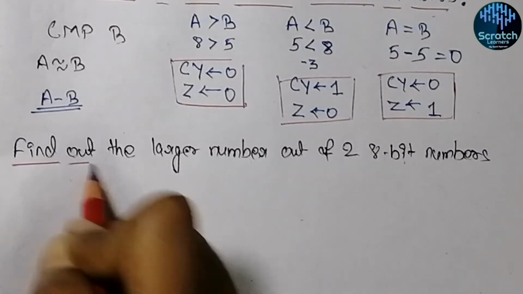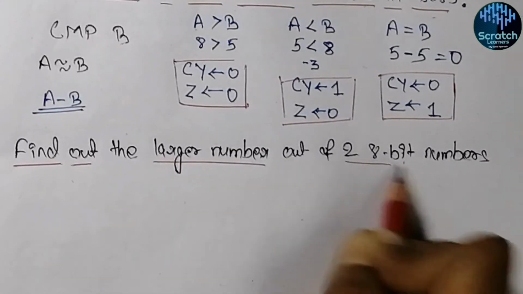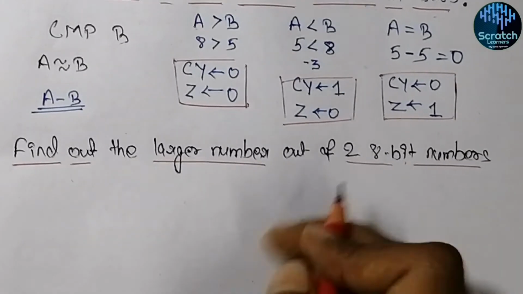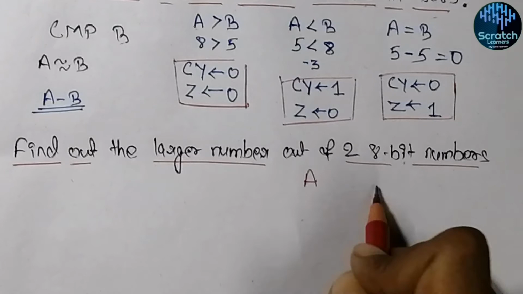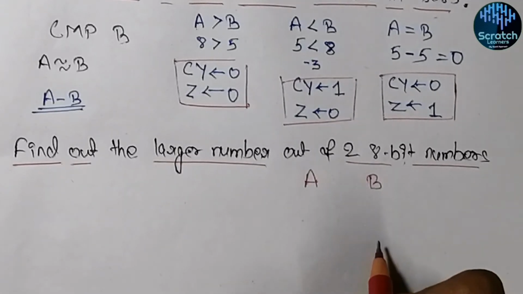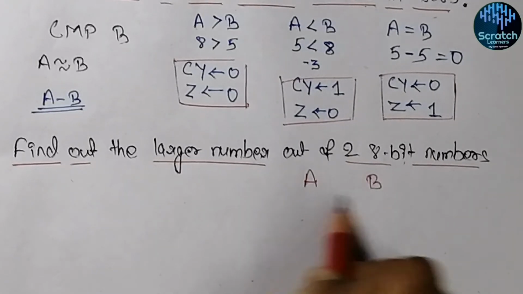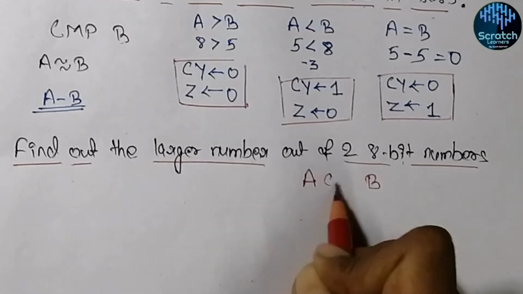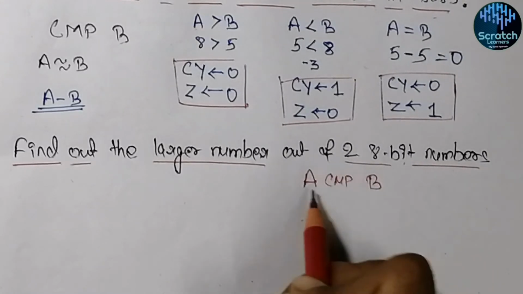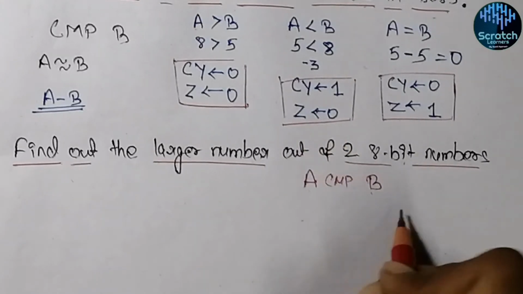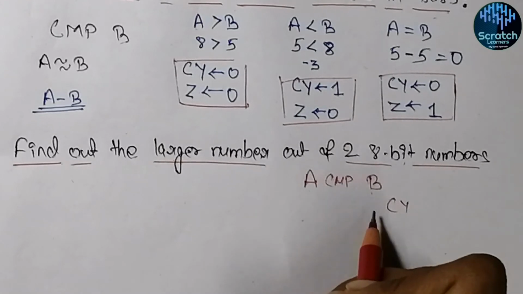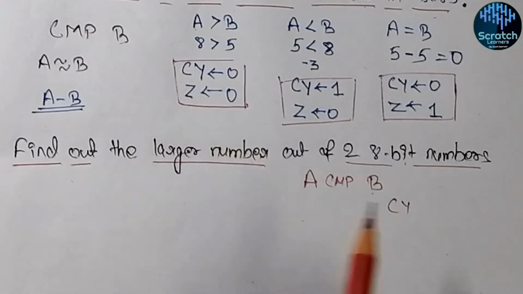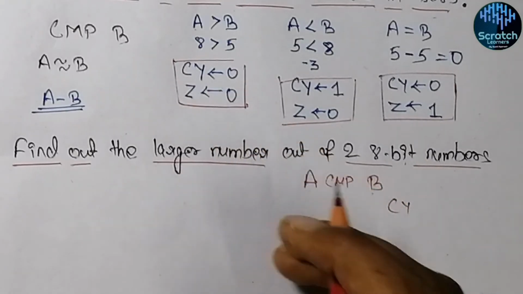Now let's try to find out the larger number out of two 8-bit numbers. So we are given two 8-bit numbers. Let the first one be the content of the accumulator and the second one the content of register B. Now we need to check which data is larger, so we will compare these two data. When A is less than B, a carry is generated, right? But when A is greater than B, then neither a 0 nor a carry is generated. That means both the flags are reset to 0.